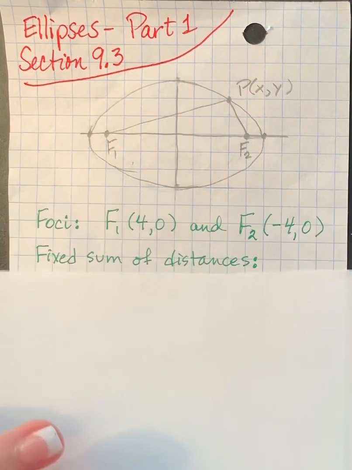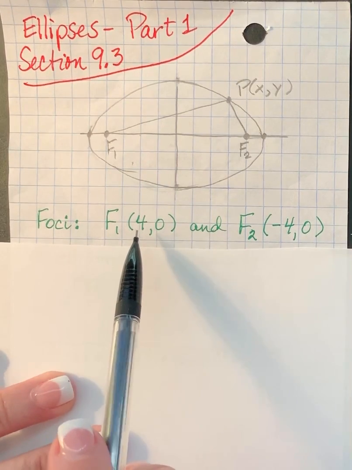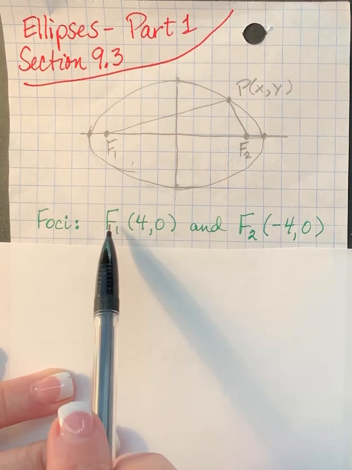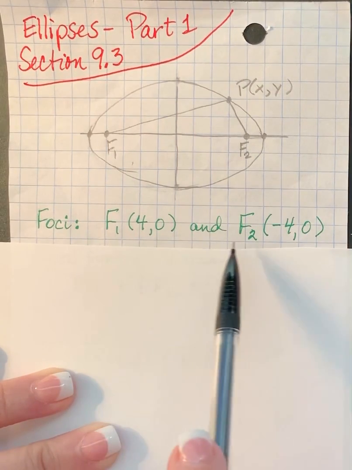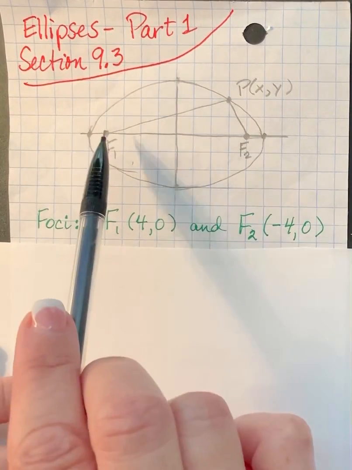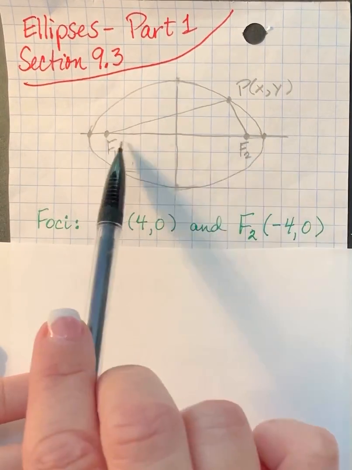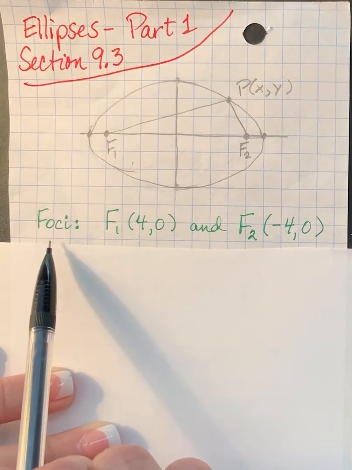So they will give you, to begin with, two fixed points. Each one of these is called a focus. So I have F1 for this example, this point right here, (4, 0). The other focus, F2, is the point (-4, 0). So you're given these two fixed points called, in plural, the foci.